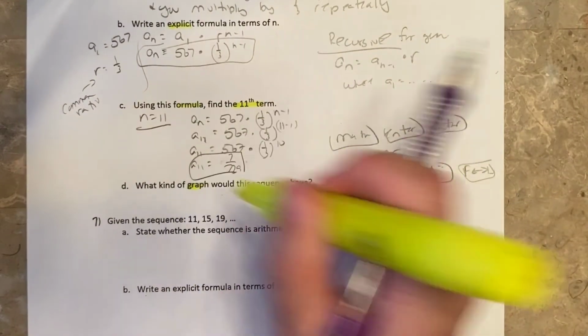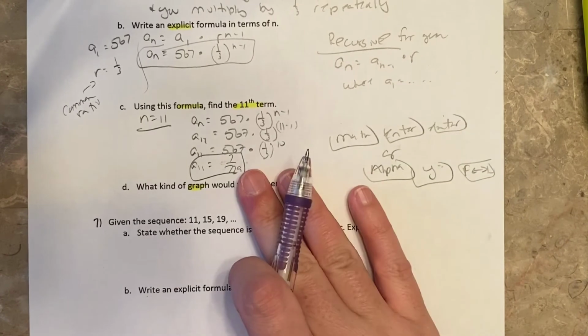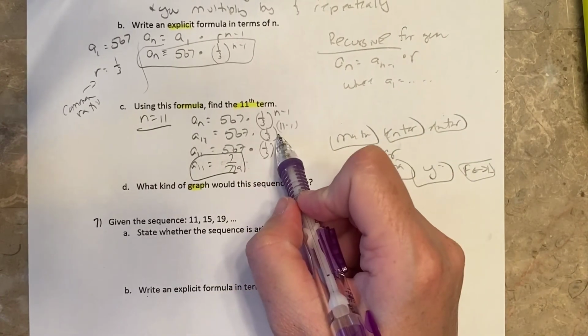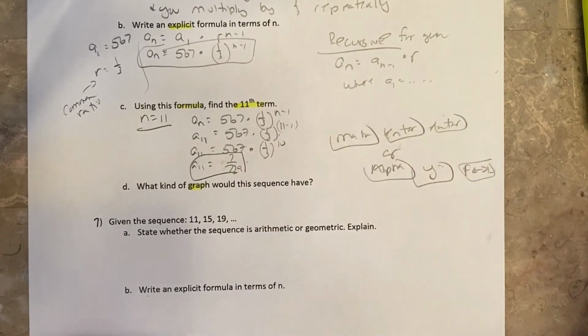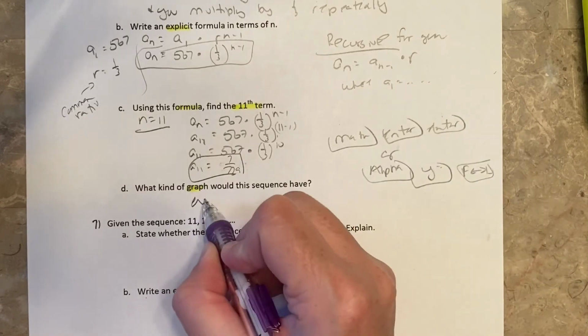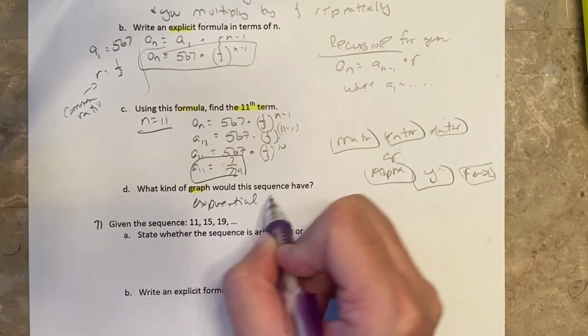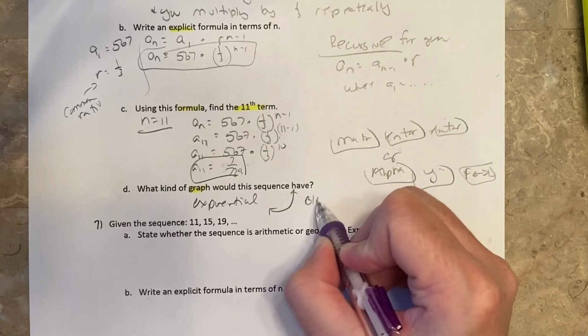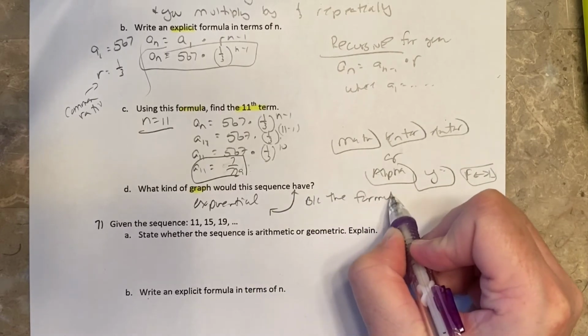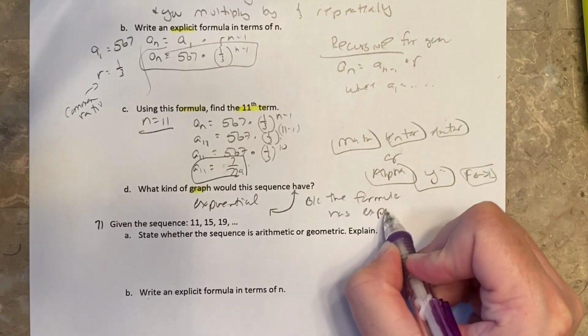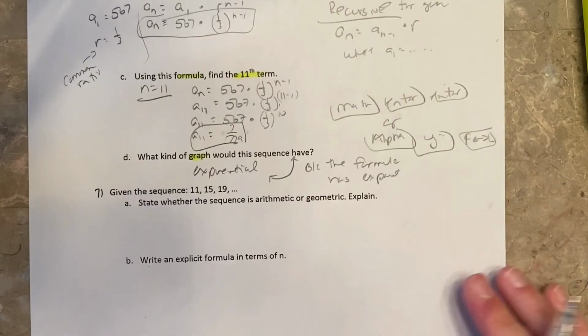So what kind of graph? All right, so you have this on your quiz. If you graph this, what would it look like? Well, it has exponents. So use the one that says exponential. So this is going to be exponential, and that's because the formula has exponents. And you could even graph it to see it if you wanted to.